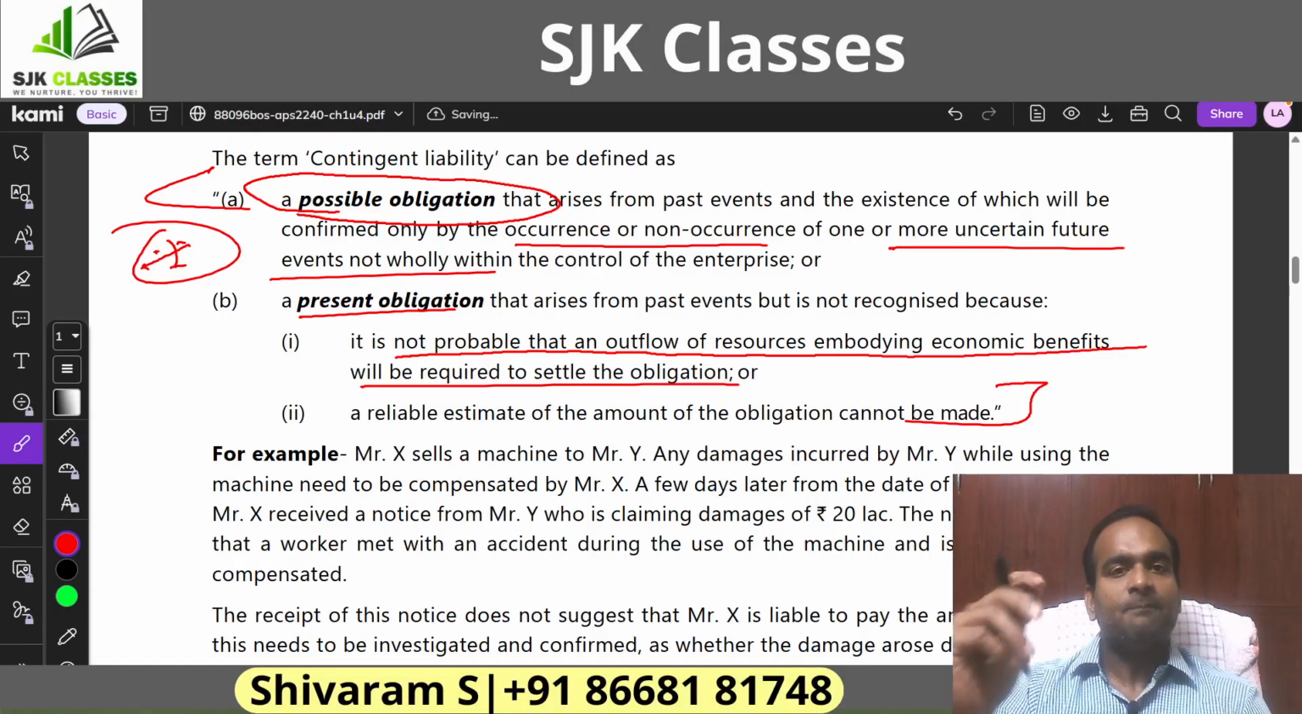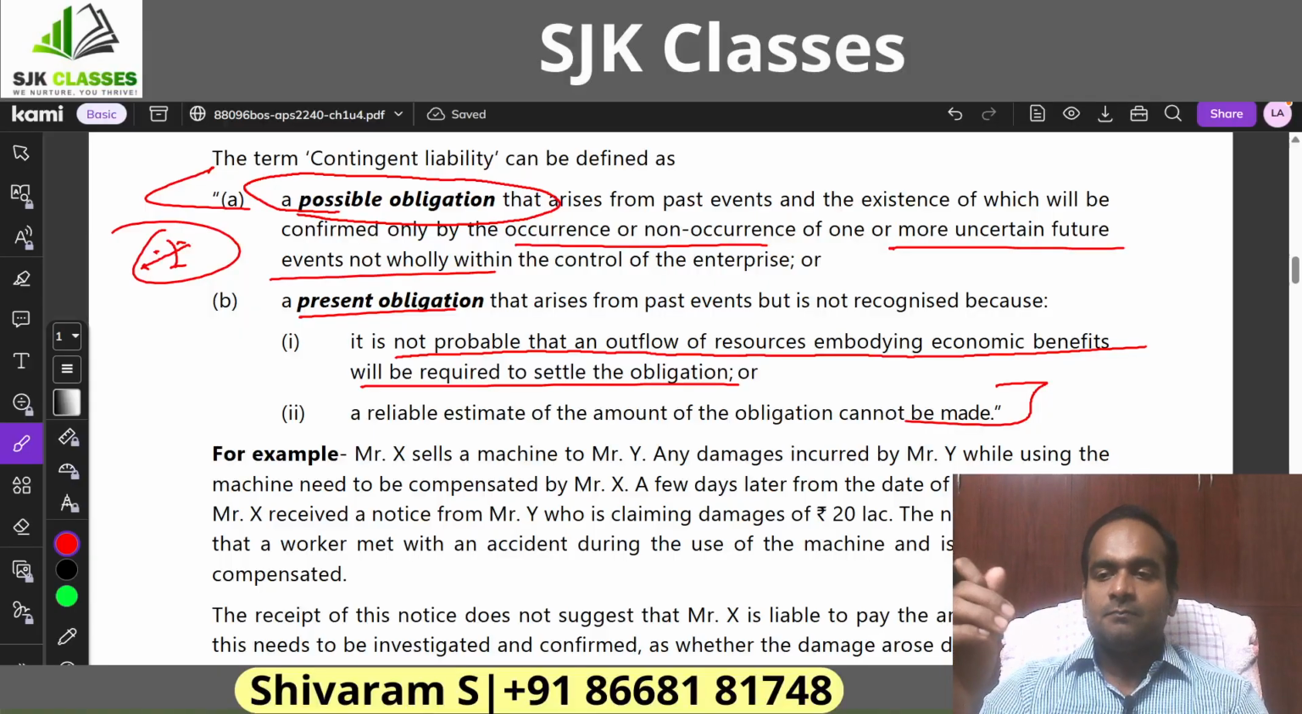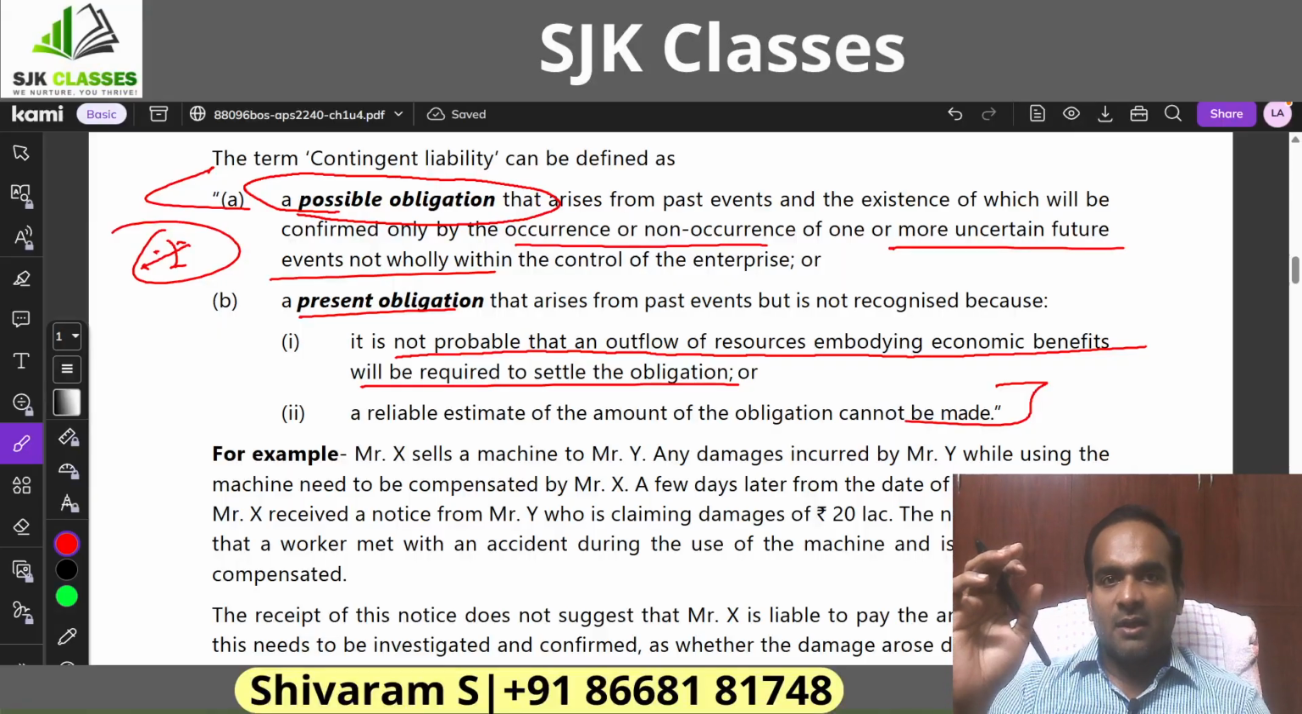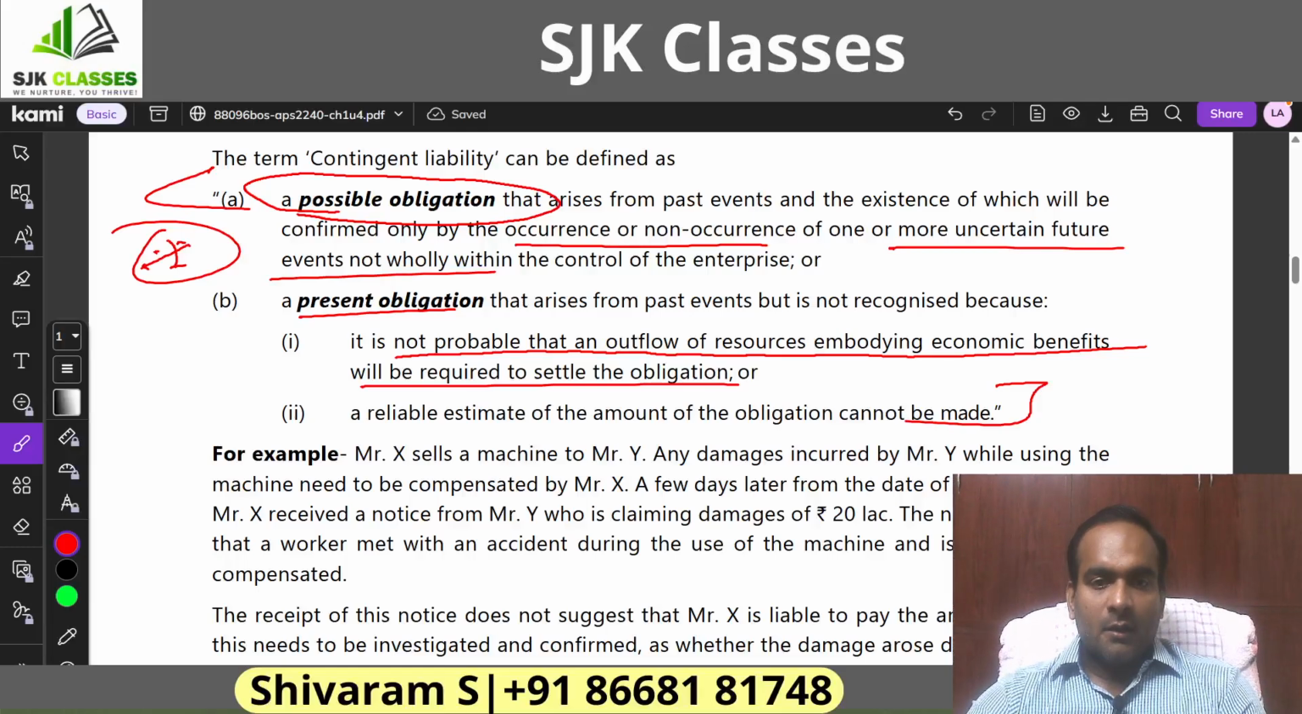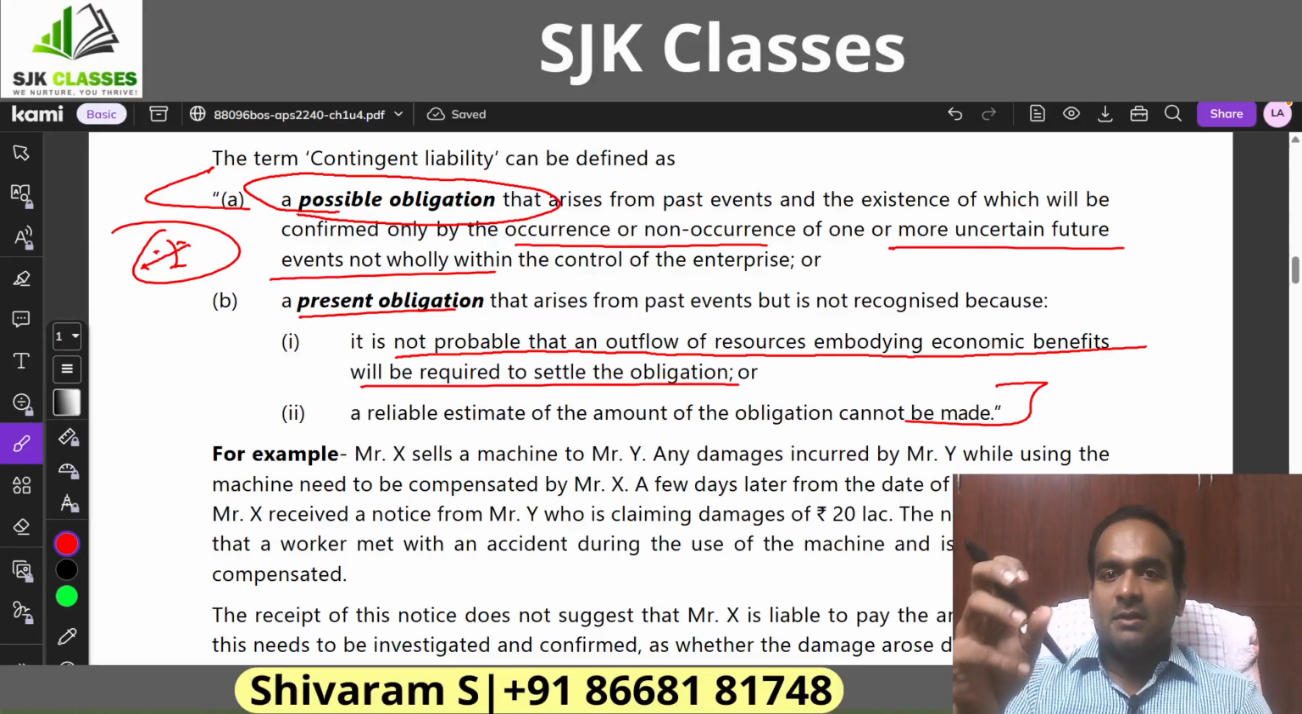What is the meaning here? It means that suppose a case is going on in the court. Now we have gone for a legal opinion. Our lawyers are saying that we might win the case. So the case is going in our favor. So based on that opinion, what I will do, this will be here. The obligation to pay may not arise here.